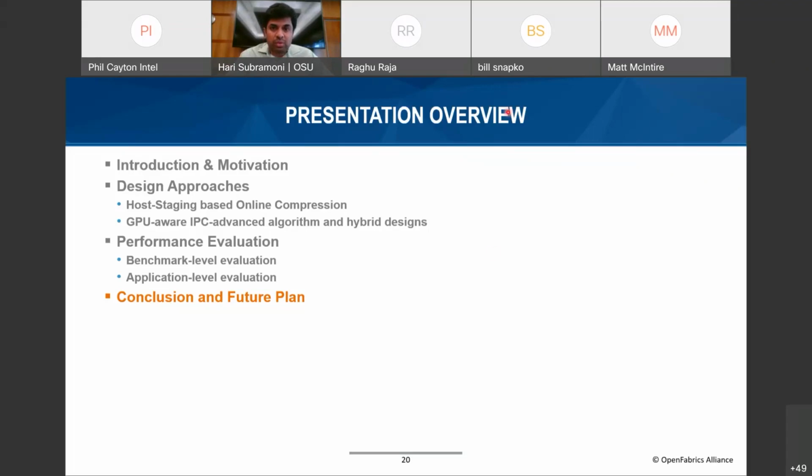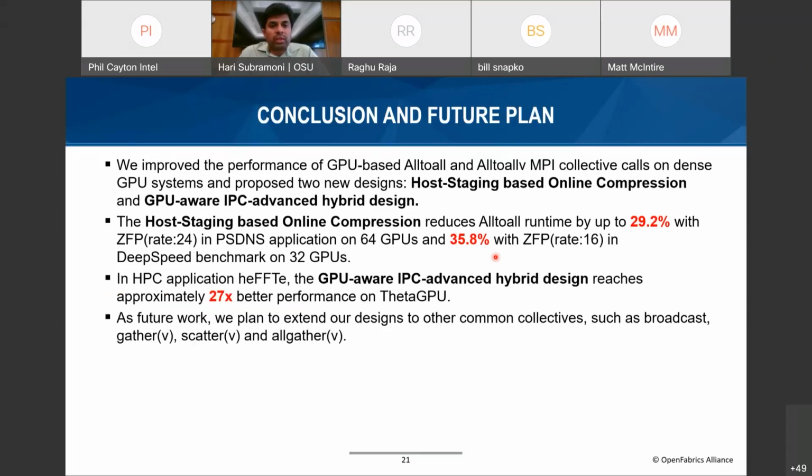Sure. So finally, let me conclude with some brief statements. We took 2 very important communication primitives, all-to-all and all-to-allv, and proposed 2 new designs here: a host staging-based online compression and a GPU-aware IPC-based advanced design. What we found was that the host staging-based compression reduces the all-to-all runtime by up to 29% with a particular compression rate for the PSDNS application on 64 GPUs, and up to 35% with a different compression rate for the DeepSpeed benchmark on 32 GPUs.